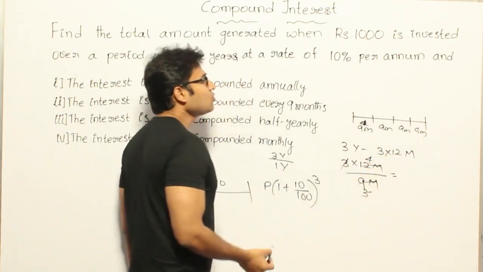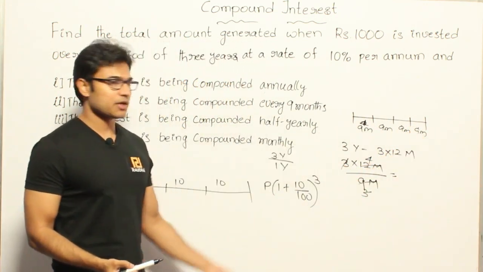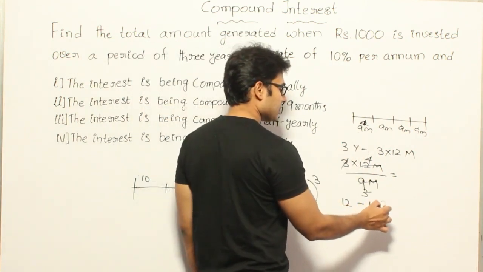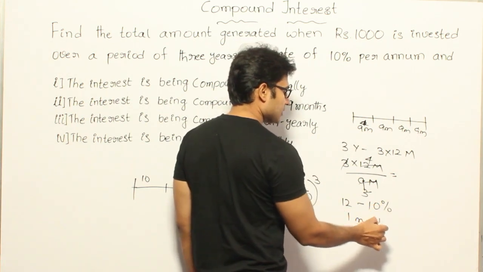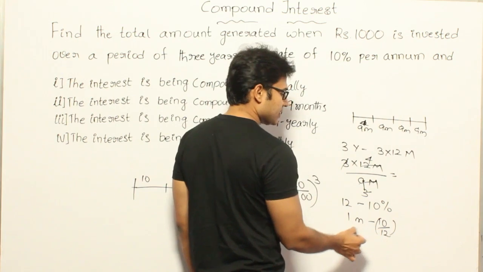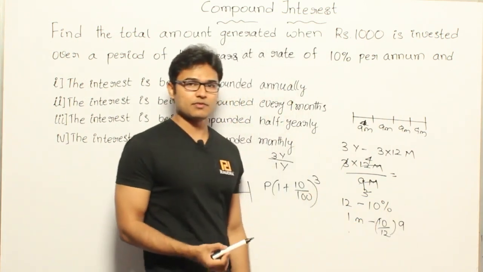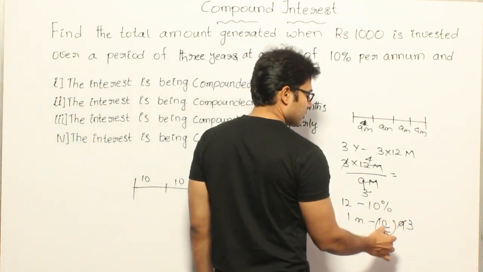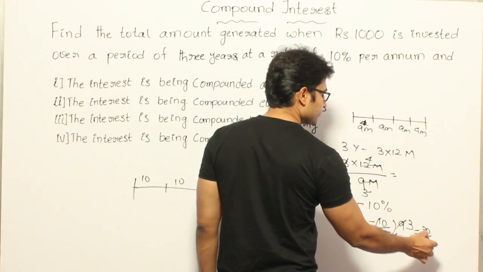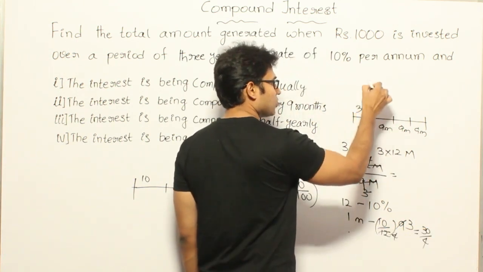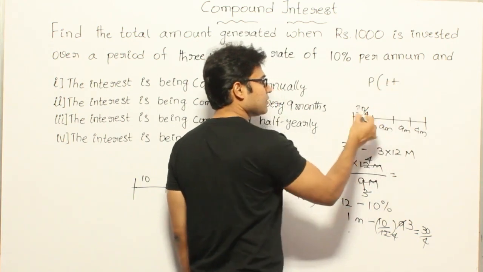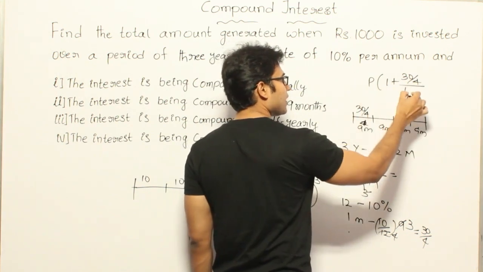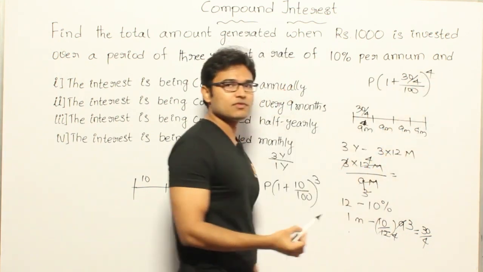Got it? Now there are 2 ways of computing the interest that is applicable for 9 months. One is, for 12 months the interest given is 10%. Therefore for 1 month the interest is 10 by 12 and therefore for 9 months the interest is 10 by 12 into 9. This is one way of finding out the interest per slot. Which is going to be 30 by 4, right? Therefore the answer is going to be P into 1 plus interest per slot, which is 30 by 4 divided by 100, whole power number of slots, which is 4. This is one way of solving it.